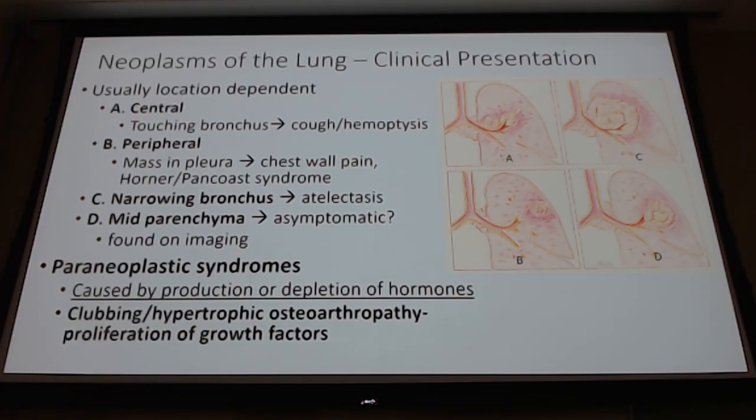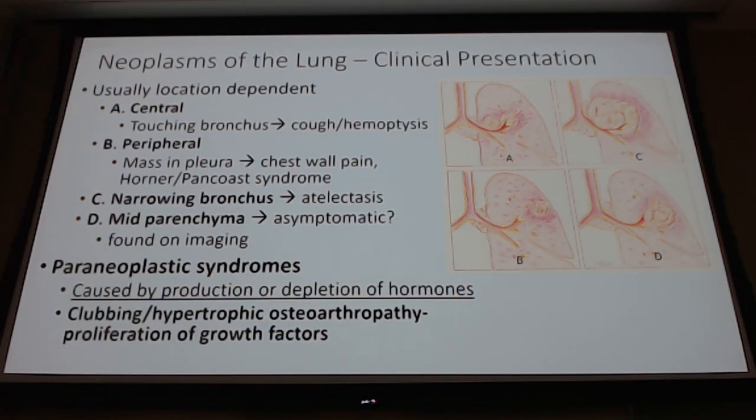Okay. C is when it starts to invade and compress into that bronchus. So you may have atelectasis. You may have difficulty breathing. And then when it's in the mid-parenchyma, you may have either asymptomatic disease or a combination of all of the above, depending on how big it is.